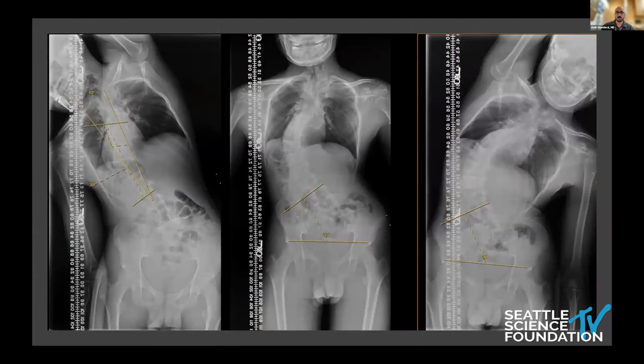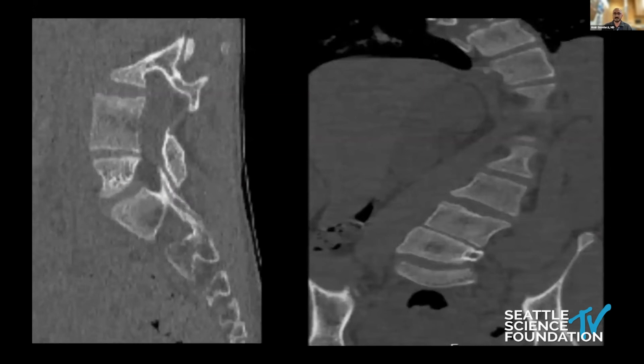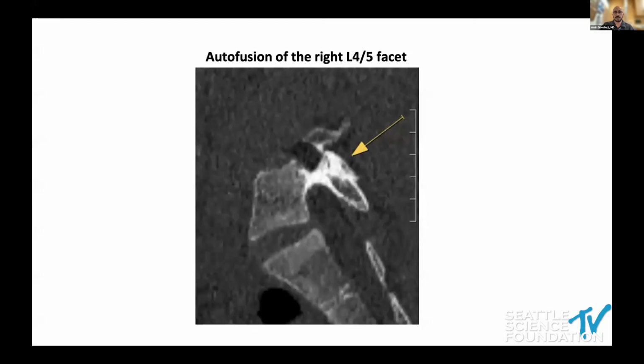On lateral bending films, he had a relatively fixed proximal thoracic curve, secondary to actually his Klippel-Feil. That was where he also had some congenital autofusion at the upper thoracic region. In the thoracolumbar curve, he actually had reduction from 64 degrees to 30 degrees, which was relatively flexible. And then the lumbar fractional curve reduced from 37 degrees to 29 degrees and was relatively rigid. We had CTs of the lumbar region, which demonstrated the hemivertebra that also was autofused at the level of the L4-5 facet.